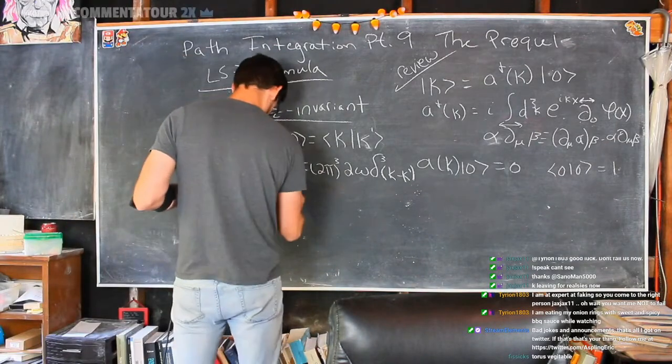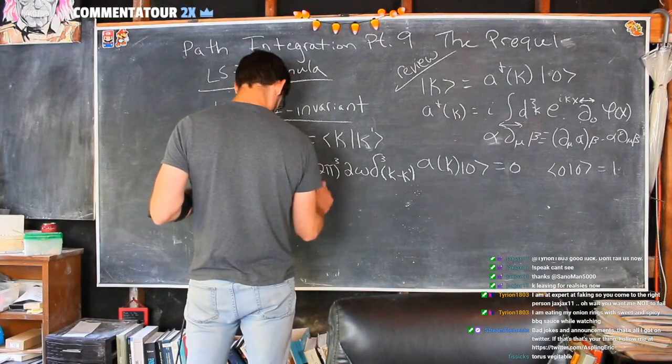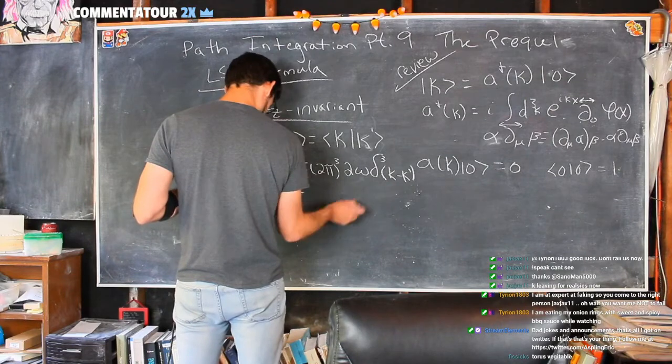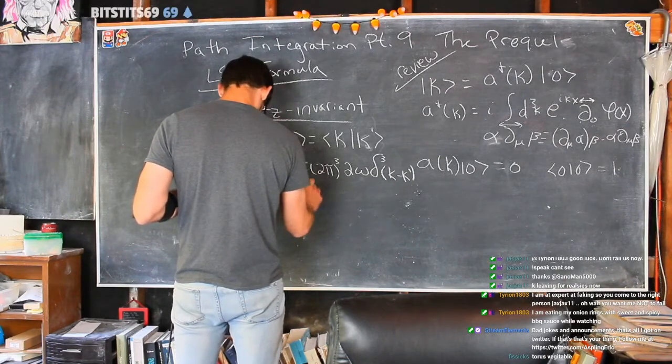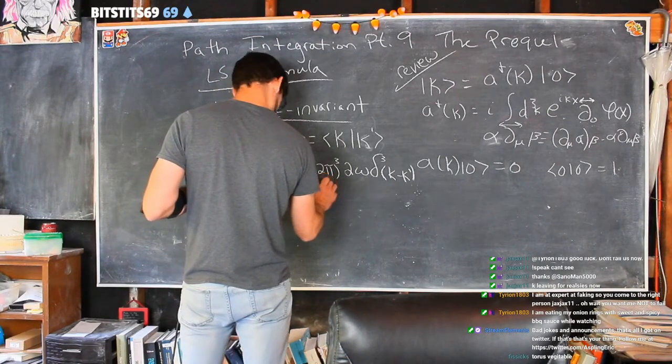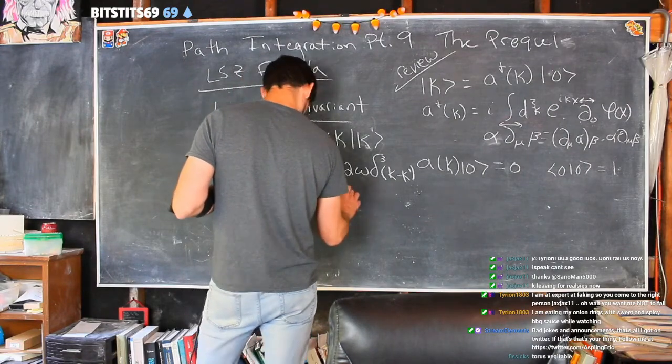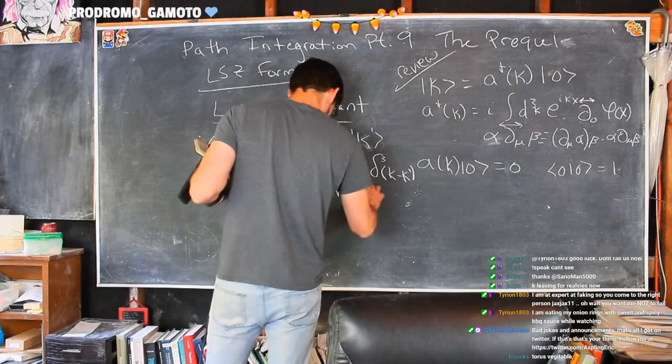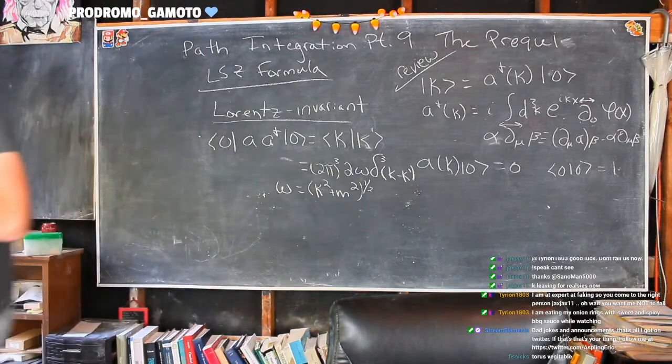And omega, we'll see that that's part of the field. It's the part of the wave function, one half. There we go. So that's omega.